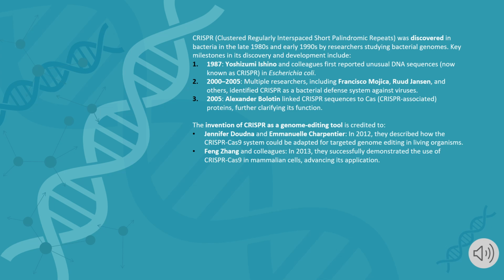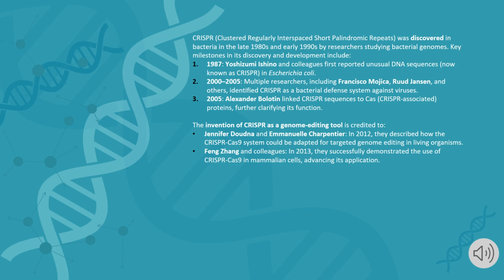2. 2001 to 2005, multiple researchers, including Francisco Mojica, Ruud Jansen, and others, identified CRISPR as a bacterial defense system against viruses. 3. 2005, Alexander Bolotin linked CRISPR sequences to Cas, CRISPR-associated proteins, further clarifying its function.